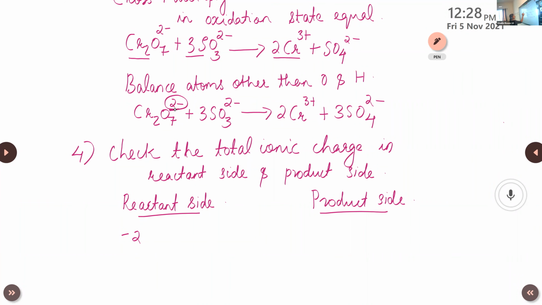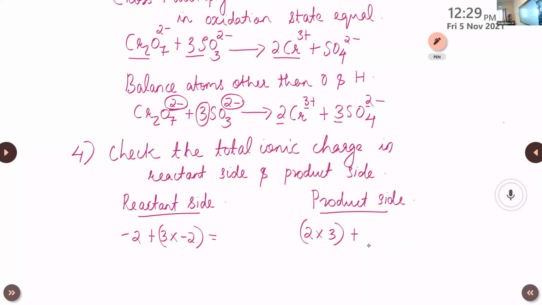Then from the second one, 3SO3 2 minus. That means 3 into, here it is -2, right? 3 into -2. 3 is common for SO3, isn't it? So 3 into -2. So that will be the total charge in the reactant side. And for the product side, it is 2 into 3, plus here it is 3 into -2.